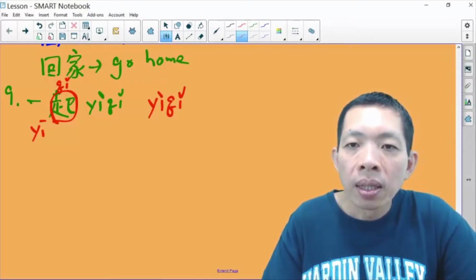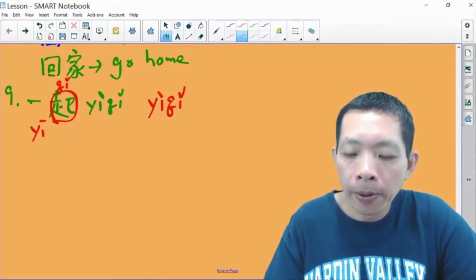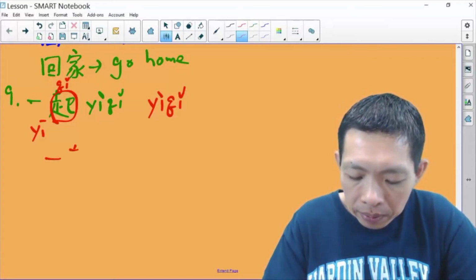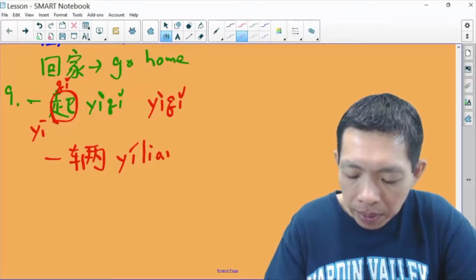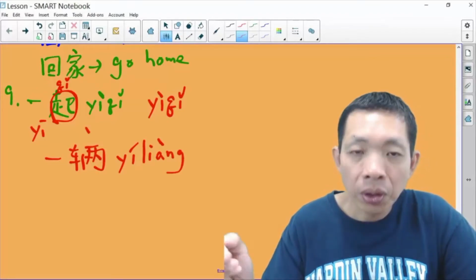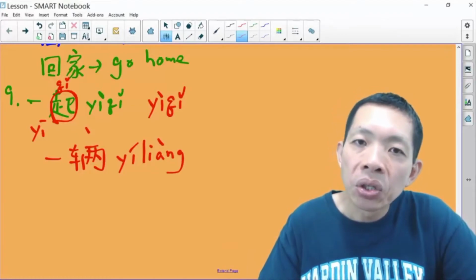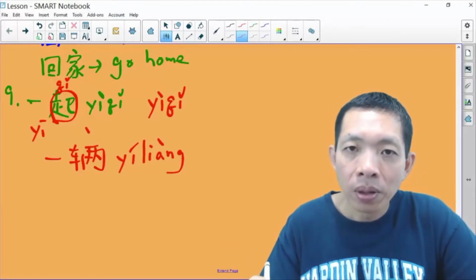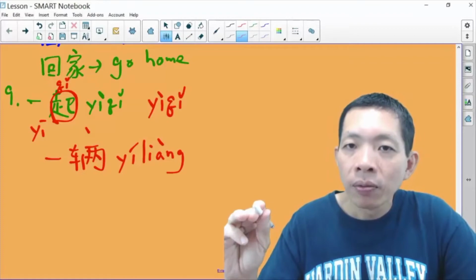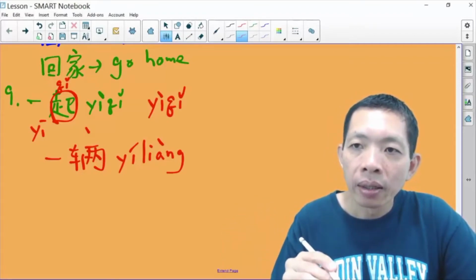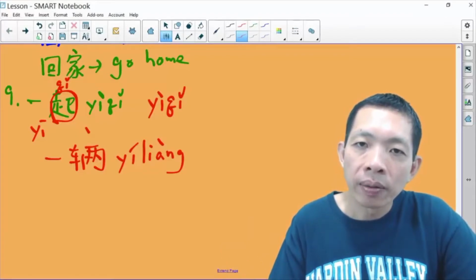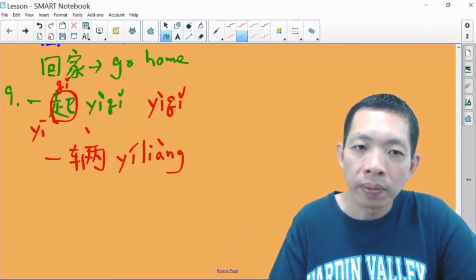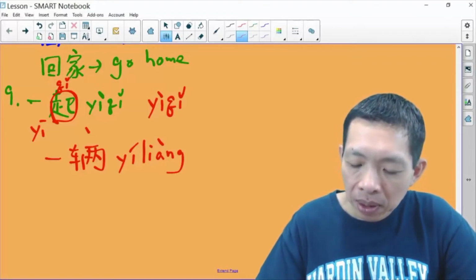Okay, yì qǐ. And then when you have this one, and you pronounce it 一亮, because that's the fourth tone. 一起, 一亮. And then 一 with fourth tone, if there's a fourth tone right next to it, you change to second tone. Okay, so 一起 means together.